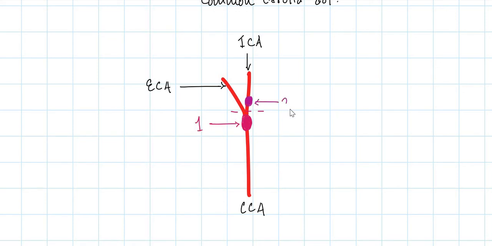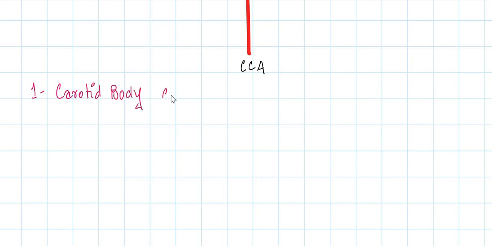So what is number one and what is number two? Let's talk about number one. Number one, which I have drawn, is the carotid body. You can just write down carotid body as CB, right? So how can you remember? This is the carotid body, that's number one, and number two is the carotid sinus.